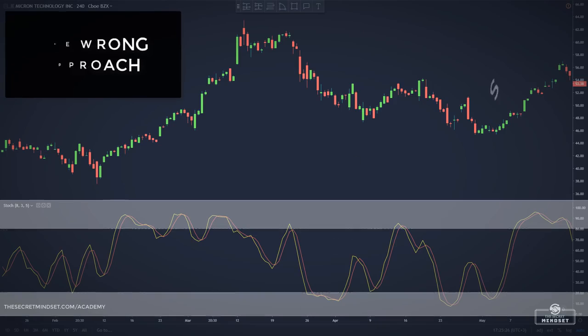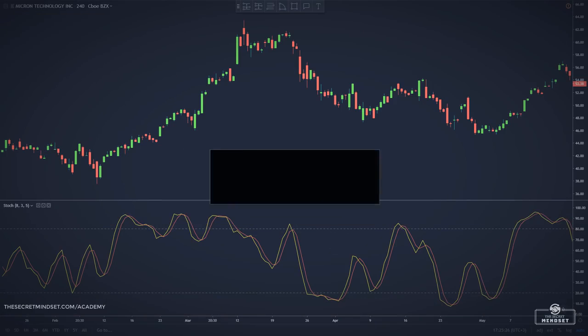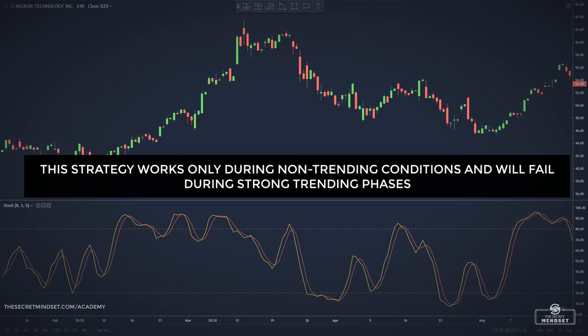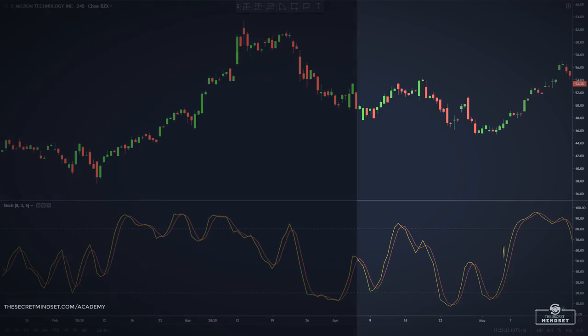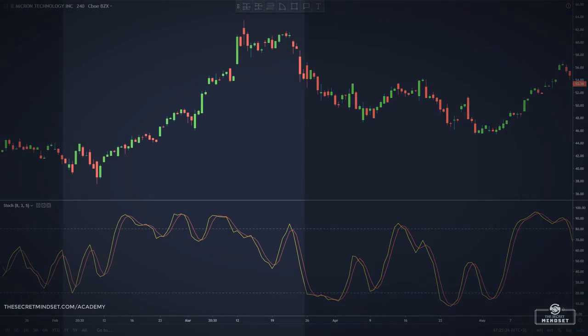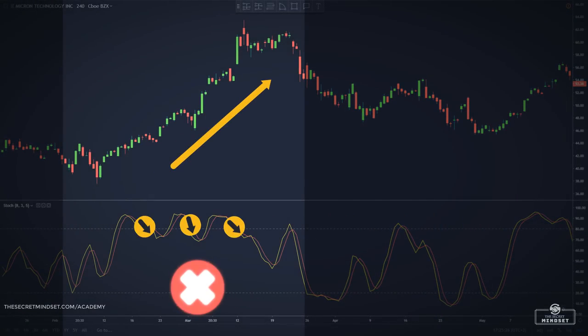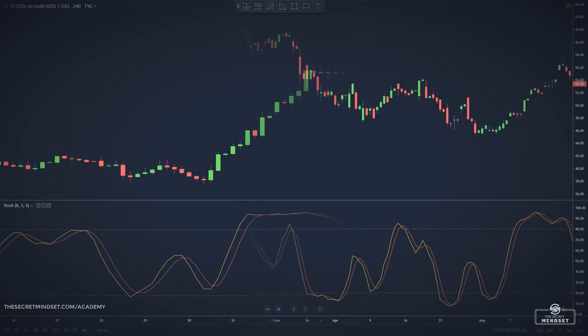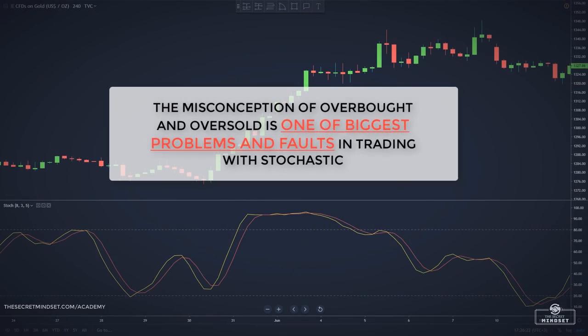Here's the reality. This strategy works only during non-trending conditions and will fail during strong trending phases. During a non-trending market, the stochastic generates some pretty good signals. In a trending market, however, the stochastic oscillator generates a lot of false signals. The misconception of overbought and oversold is one of the biggest problems and faults in trading with the stochastic.